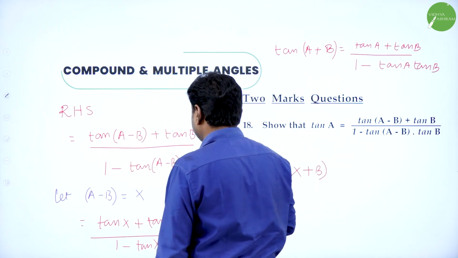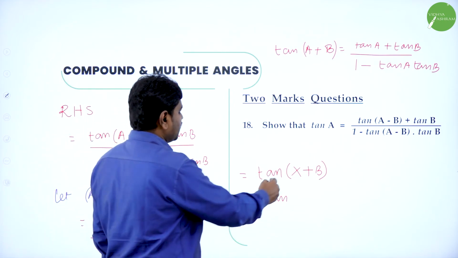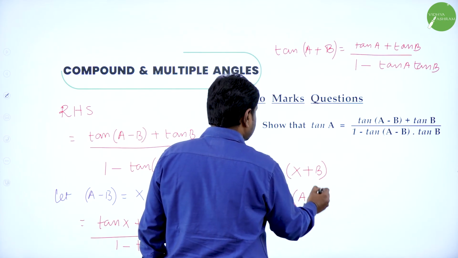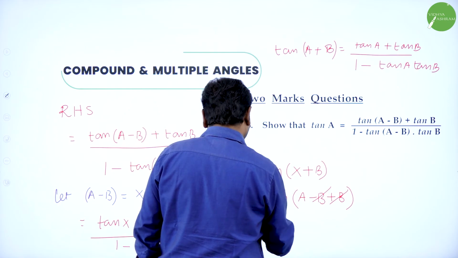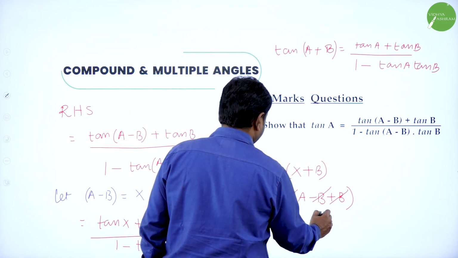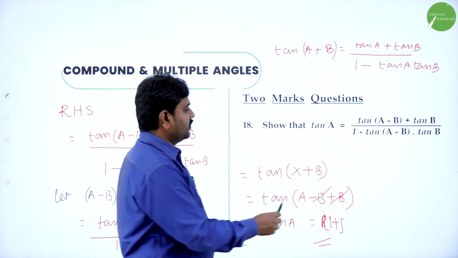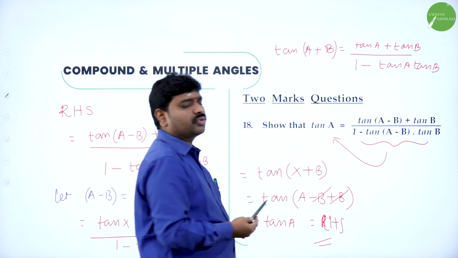So here tan x plus tan B by 1 minus tan x into tan B can be written as tan of x plus B. Now substitute the value of x. What is the value of x? A minus B. In the place of x, put A minus B plus B. Plus B minus B cancels. We have tan A left out. This is your LHS. So we took RHS and we arrived at LHS. I started from the right hand part and we got LHS, tan A, hence the proof.